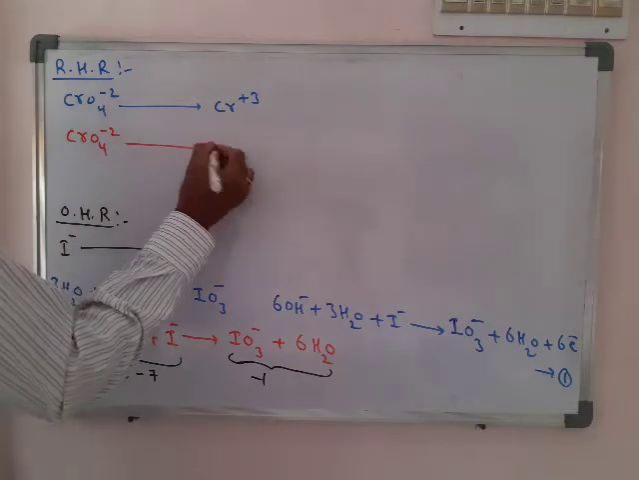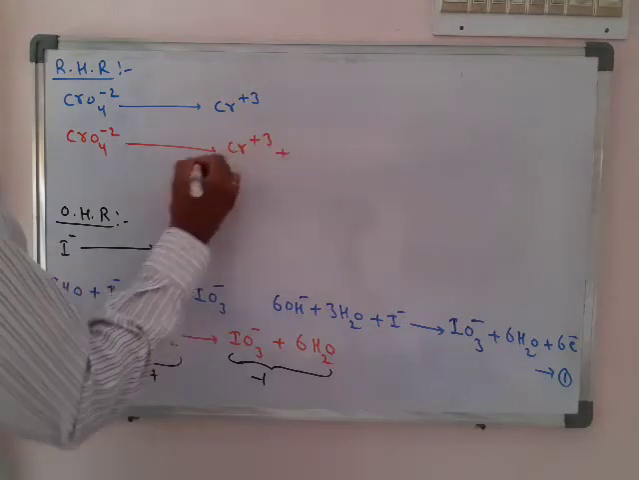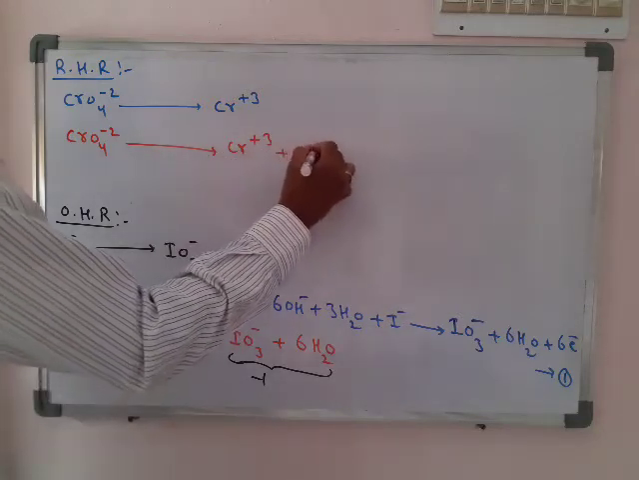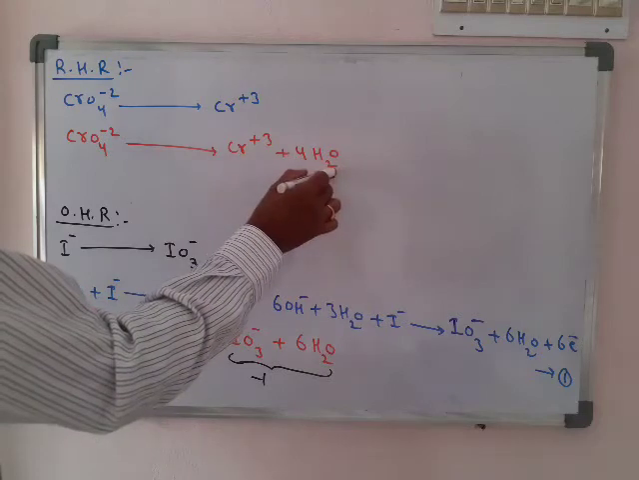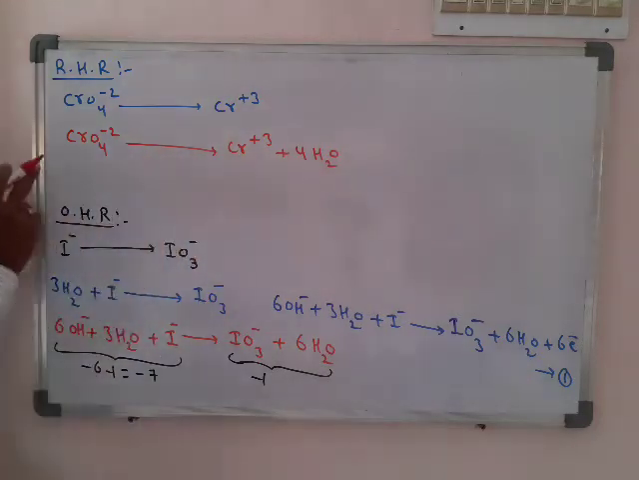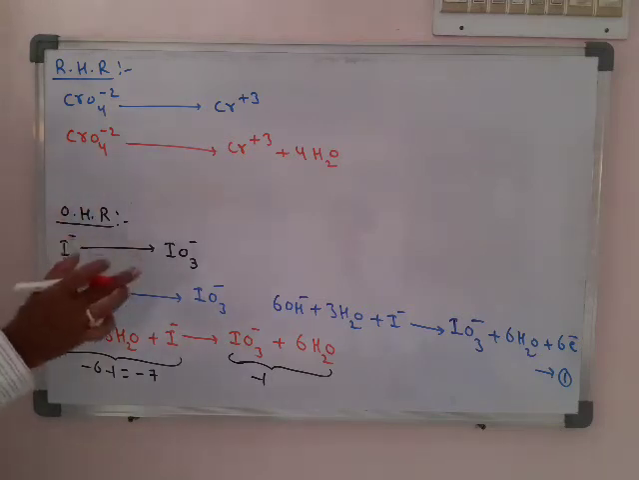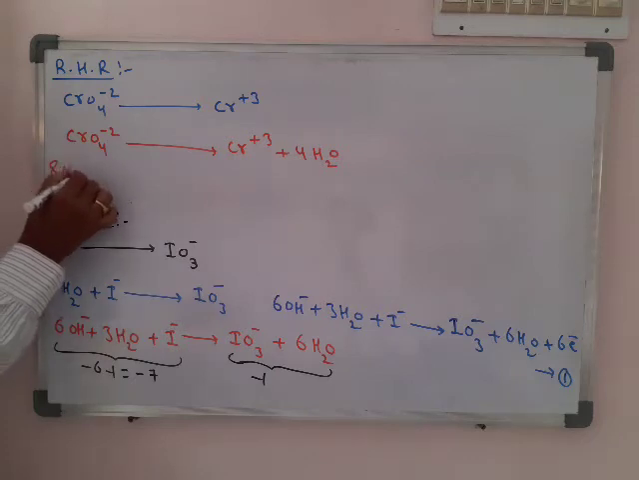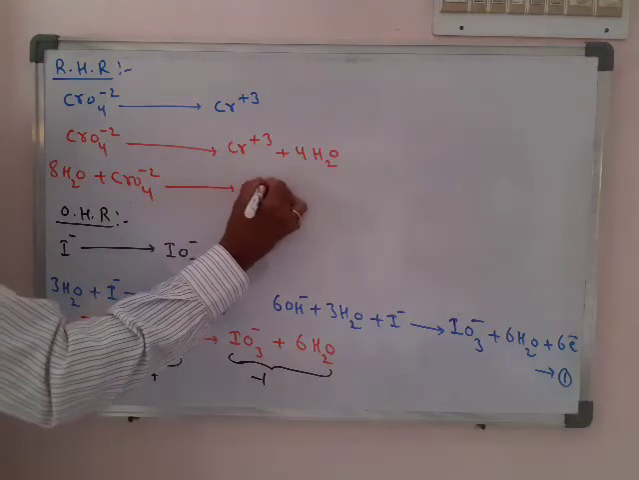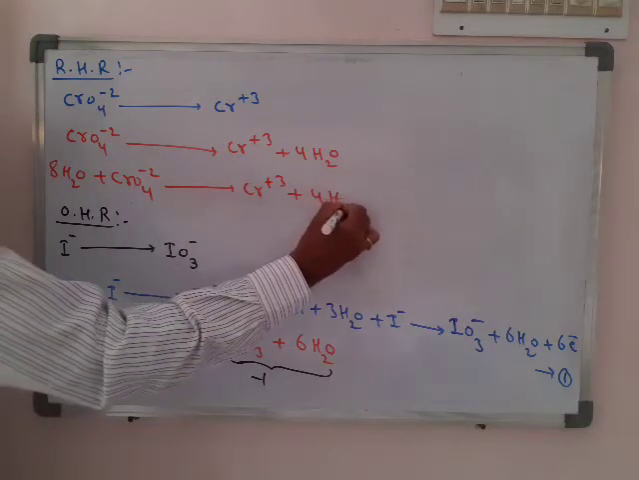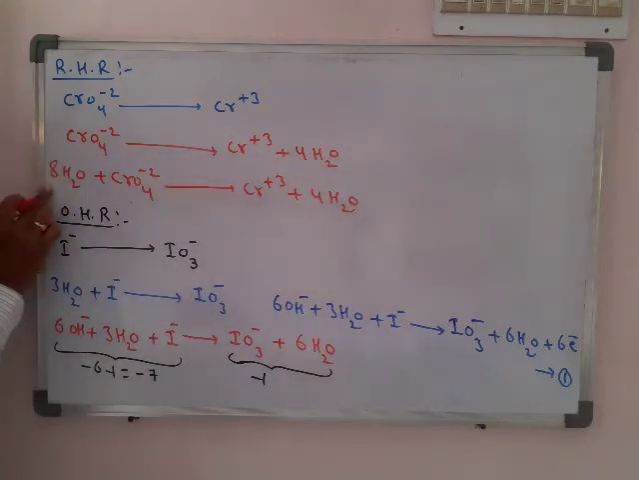So oxygens are simple, the same in acidic and basic medium, no confusion: directly 4 H2O is added. Next, oxygens are completed with water, and now there are 8 hydrogens on the right and no hydrogens on the left. Again add the same required number of H2Os; in basic medium, the rule is 8 H2Os. CrO4 minus 2 plus 8 H2O gives Cr plus 3 plus 4 H2O.